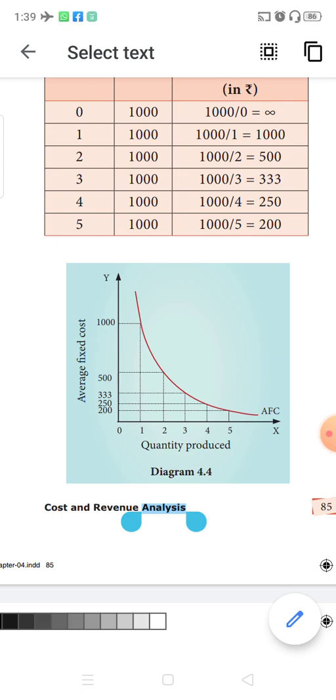This downward sloping AFC curve denotes that as quantity produced increases, the average fixed cost is falling down, but it will never touch the x-axis, which means it will never become zero. So what does it mean if it becomes zero? You are producing goods without incurring any cost. That cannot happen. So as output increases, the AFC starts falling down, but it will never touch the x-axis.